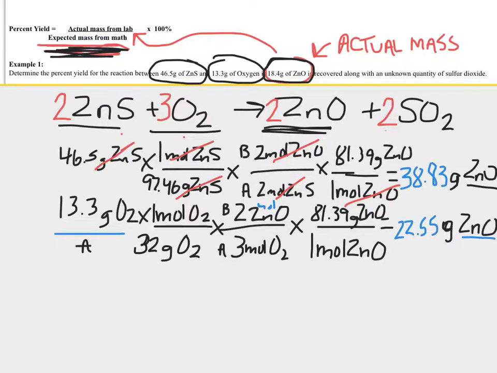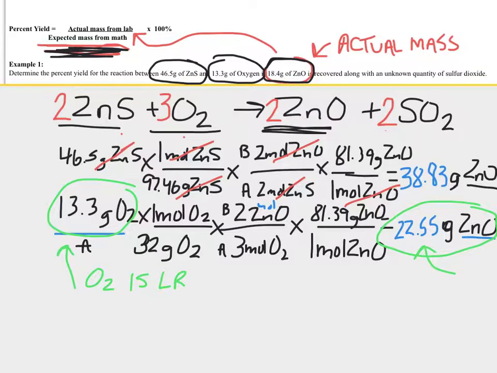Since oxygen creates the smallest amount of zinc oxide, this tells us that oxygen is our limiting reactant. Now, since oxygen created the lowest amount, that means that this becomes our mass from math, right? So this is what we predict from our math. So now that we know that when doing this experiment, we should expect 22.55 grams of zinc oxide, we can compare that to the 18.4 grams of zinc oxide.